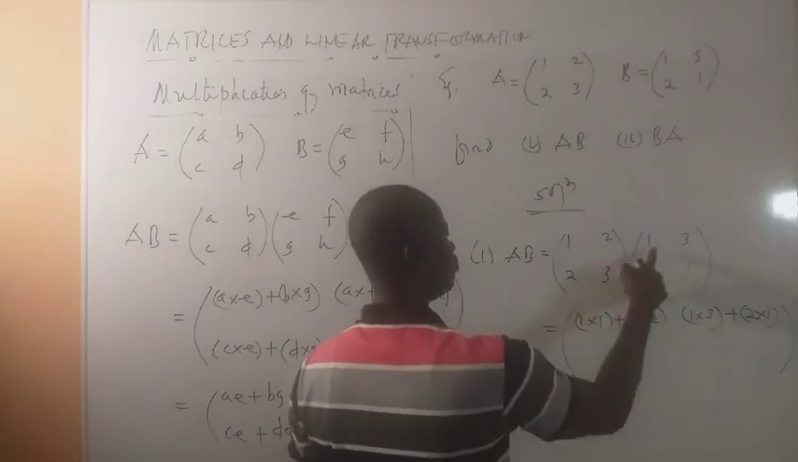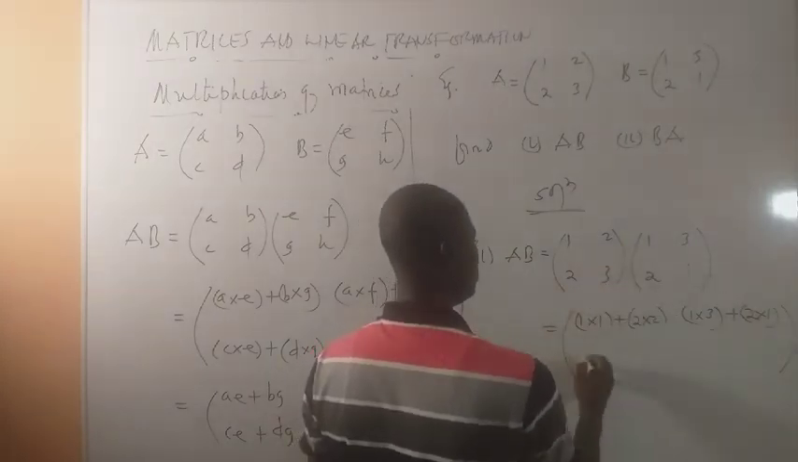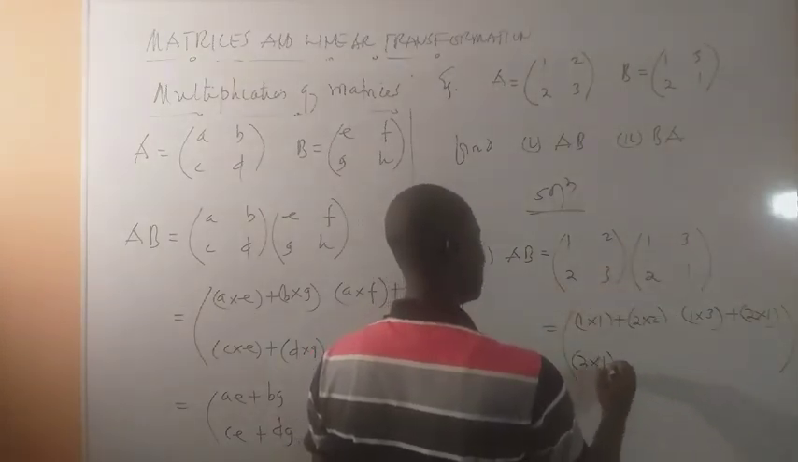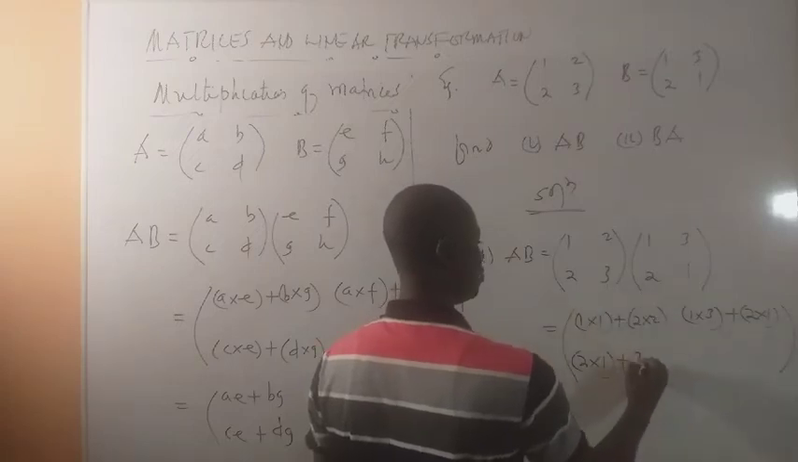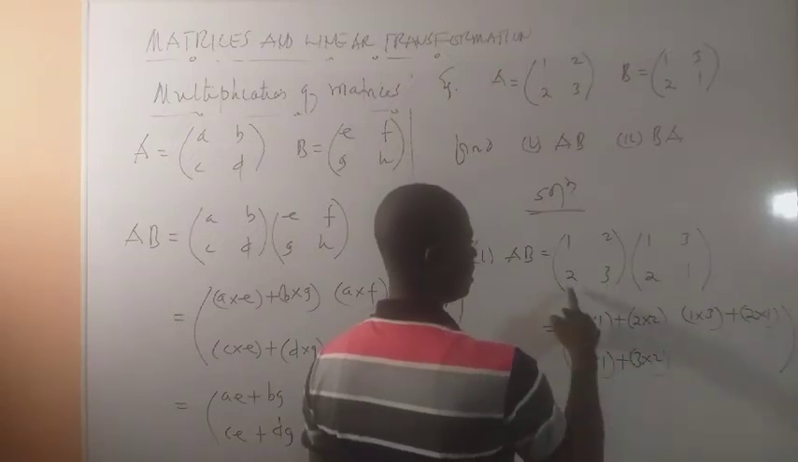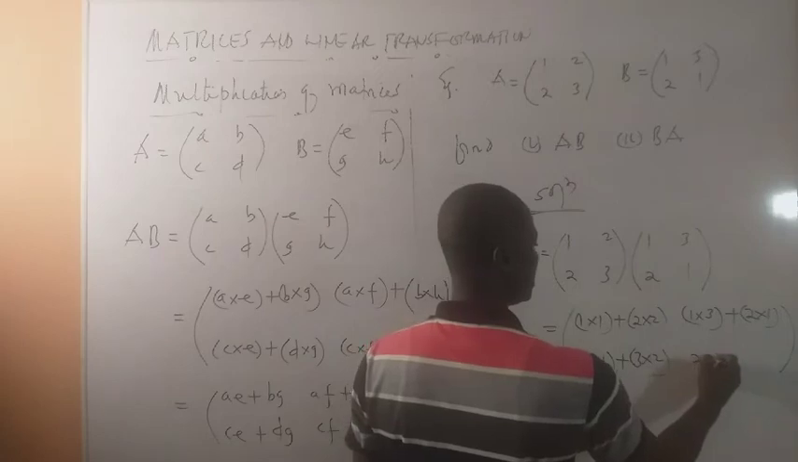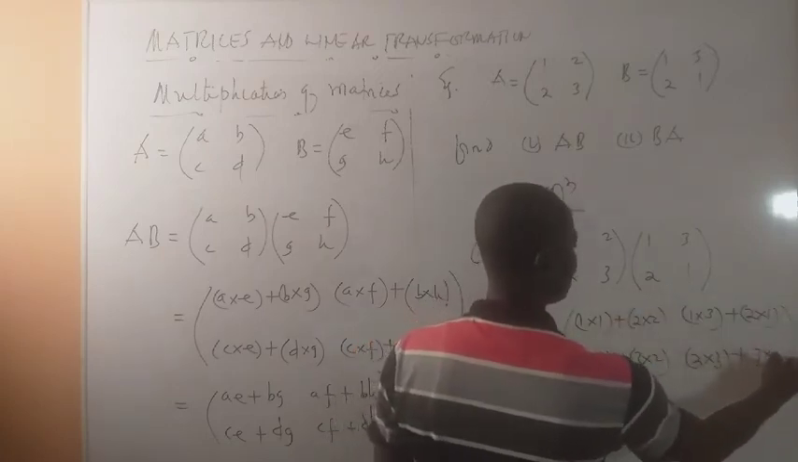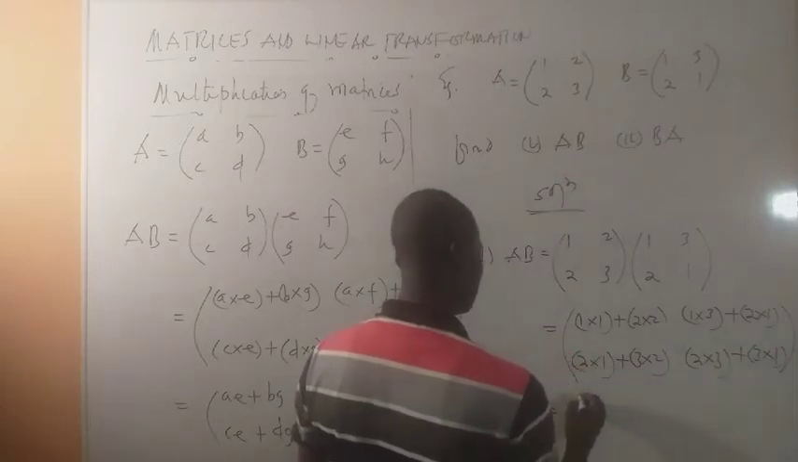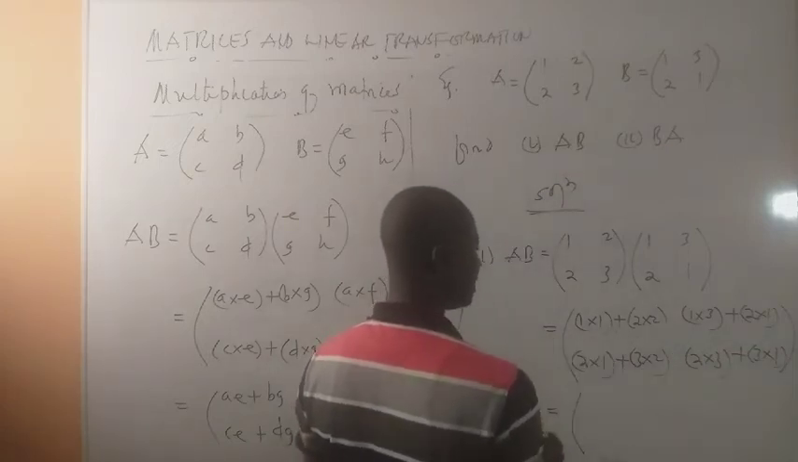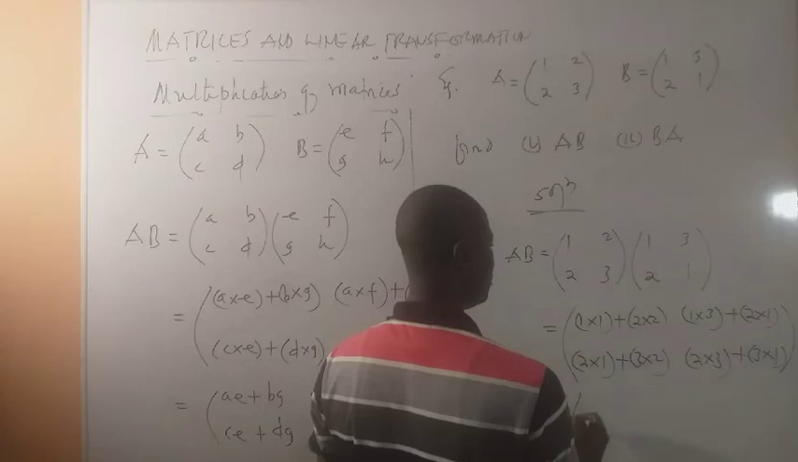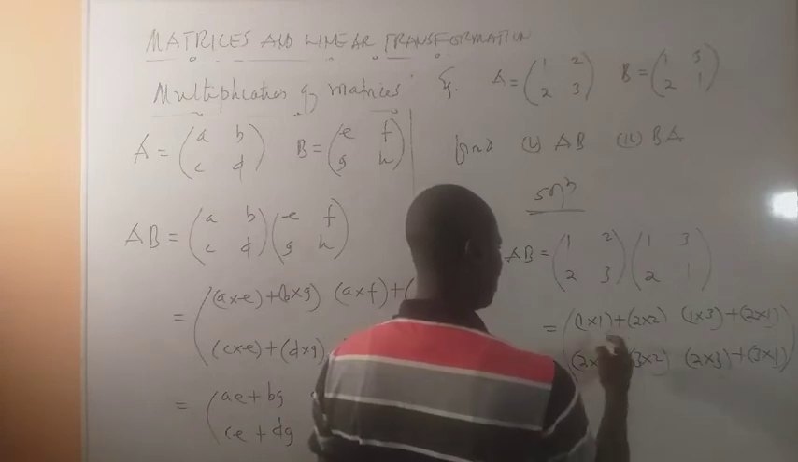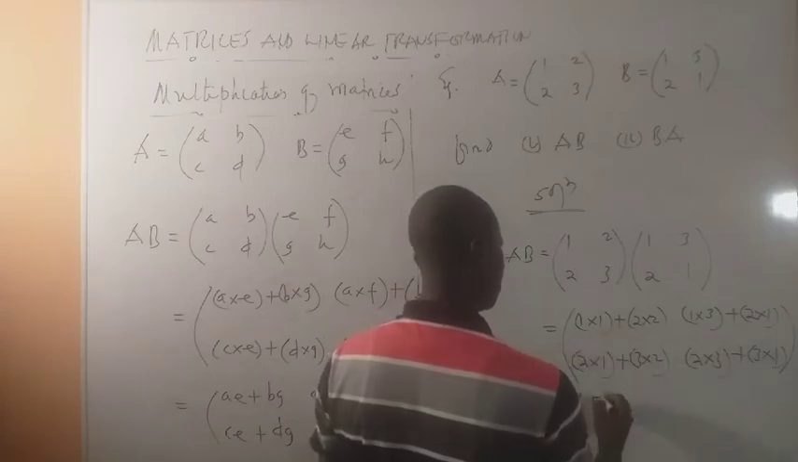Then we have 2 times 1 plus 3 times 2. Then we have 2 times 3 plus 3 times 1. Now we simplify. 1 times 1 is 1 plus 2 times 2 is 4. So we have 1 plus 4, that will give us 5 there.